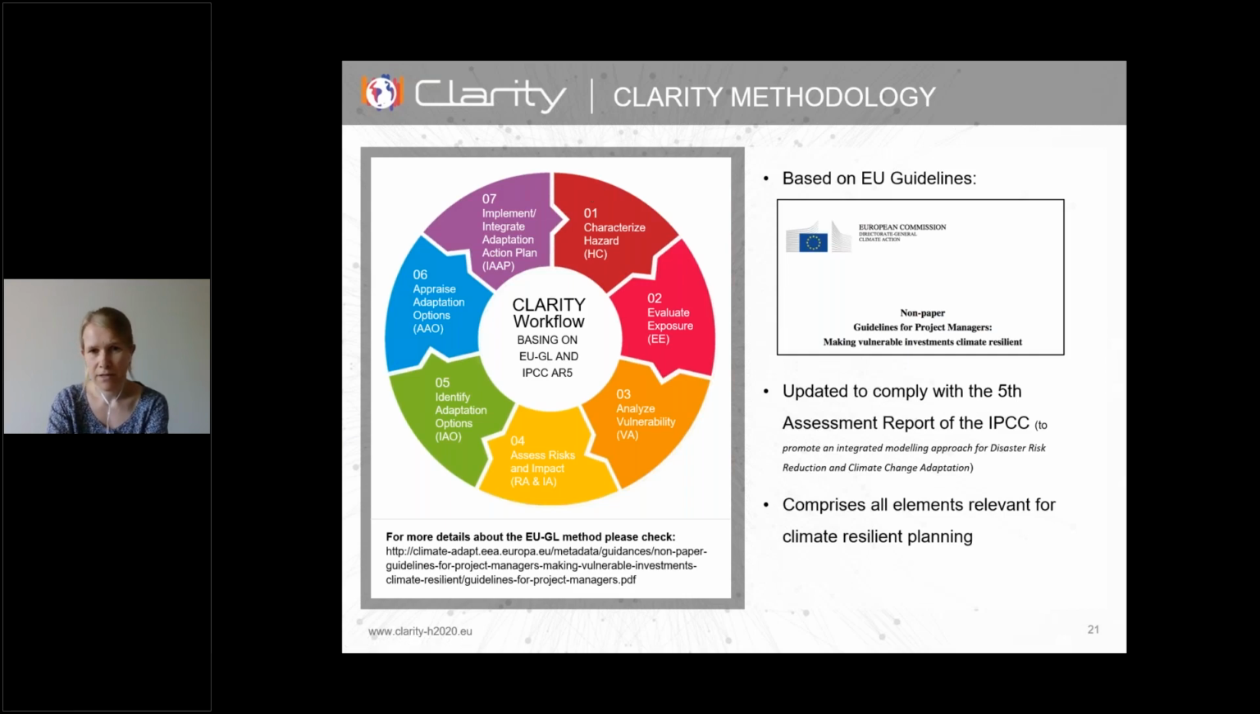So first, one has to characterize the hazards that affect the area in question. In the second step, one has to analyze who or what might be affected by the hazard and where these elements at risk are located. Then it's necessary to investigate how susceptible these elements at risk are. And all these steps are necessary to perform a risk assessment or impact assessment. And the last 3 steps of this workflow comprise the identification, evaluation, and implementation of adaptation options.